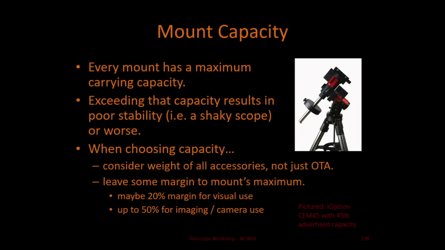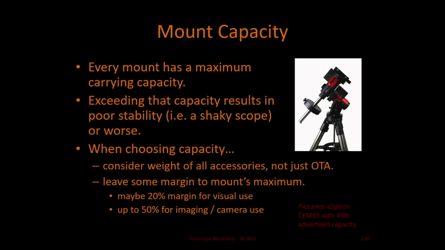And every mount has some maximum carrying capacity. Exceeding that capacity will result in poor stability, or worse, you could actually destroy your mount if you put too heavy of a scope on a particular mount. You might damage the gears or the drive mechanism or something. So when you're choosing capacity, consider the weight of all the accessories, not just the optical tube, because this all adds up.